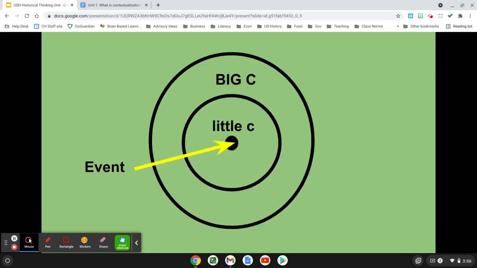So here is a graphic to help you visualize that. If the event is taking place here, in our example the lunchroom fight, little c would be what happened immediately leading up to the fight. Where did it specifically happen? And then the bigger C would take a look at the context of the fight in the big picture. So what was going on in the lives of the different boys, what's going on in the town, what's going on at school in general, that would be in our big C. Each of these factors contributes to the event that takes place. That's why it's there in the center.